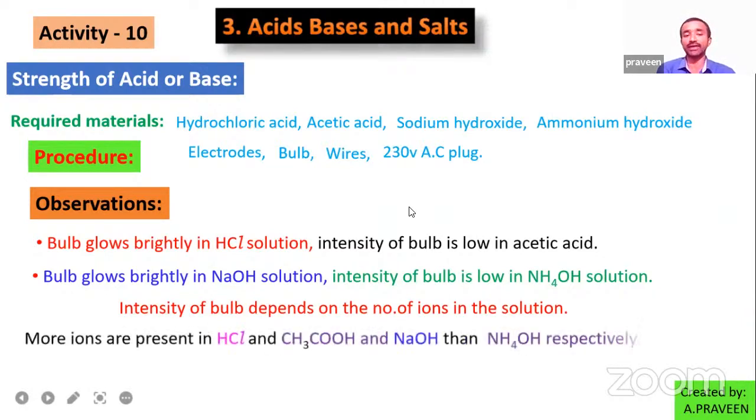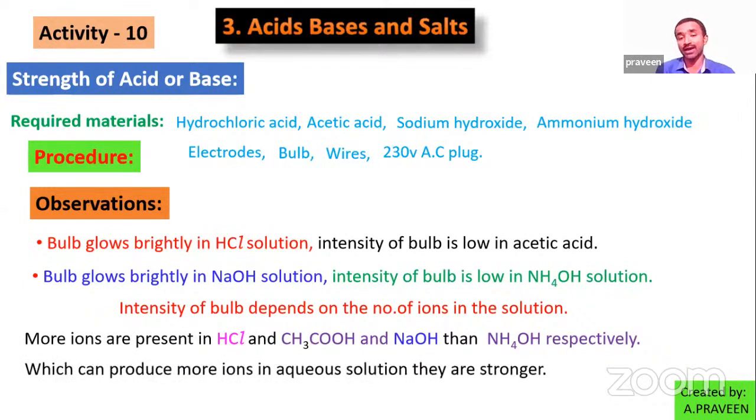So more ions are produced or present in HCl solution, and CH3COOH is giving fewer ions. We have observed the bulb glows in every solution, HCl, CH3COOH, NaOH and NH4OH, because all of them produce ions. Due to that the bulb glows, but the one which produces more ions is decided as the stronger one.